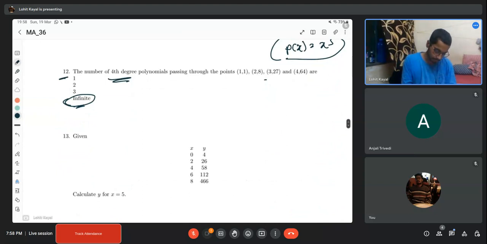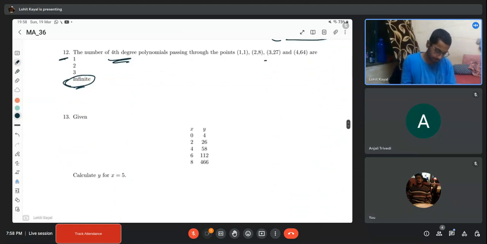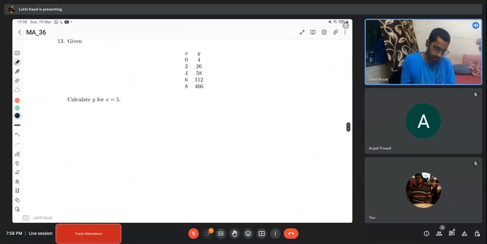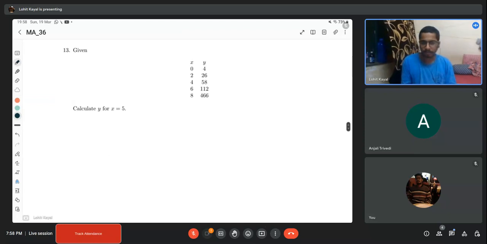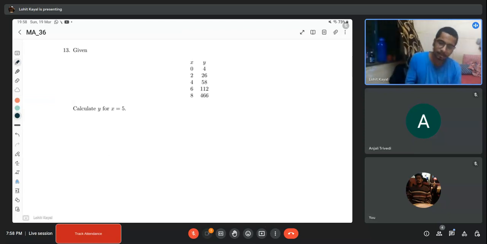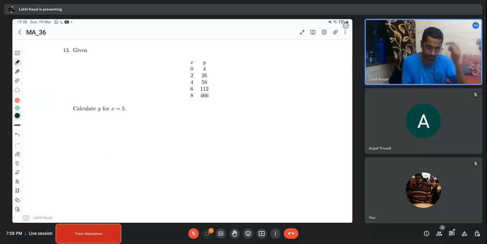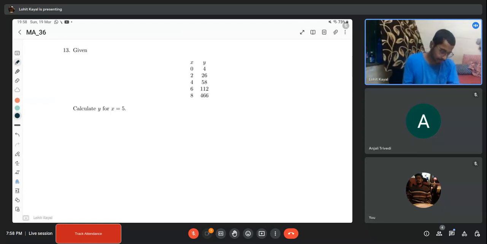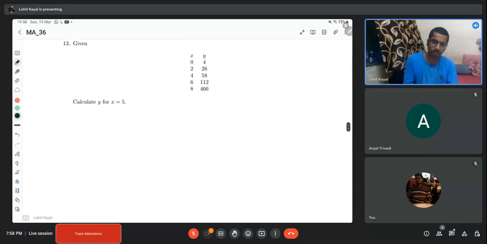Okay, so here we are given a data point. These are some easier problems by comparison. So this is your data set, right? We need to find a value of y at x equal to 5. Right. So let's do the calculation.